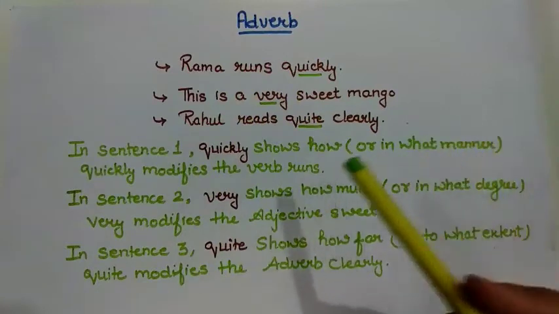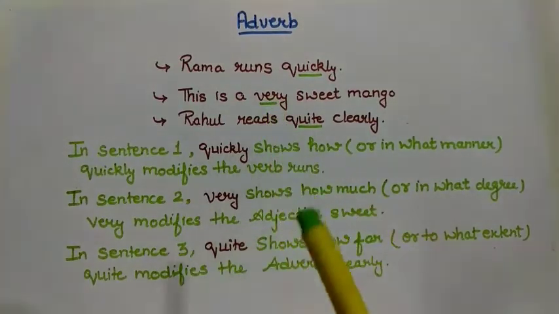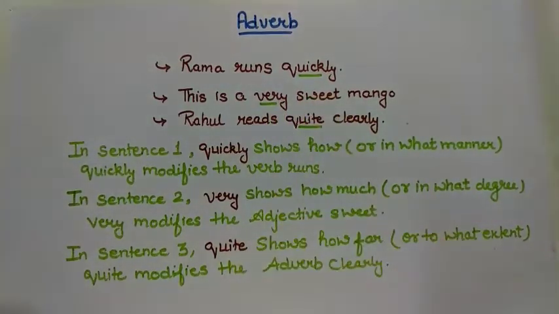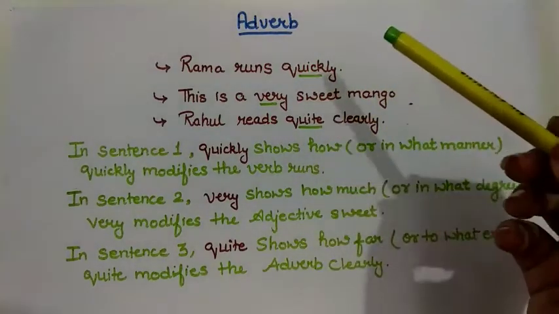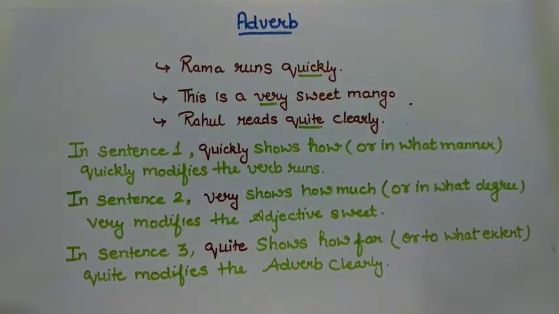In sentence number 2, this word very is showing how much, means in what degree. This very is modifying the adjective sweet, means how sweet is the mango, very sweet. Third sentence: Rahul reads quite clearly. Here, quite shows how far or up to what extent. Here, quite modifies the word clearly. So, I can say that these words quickly, very, quite are adverbs.